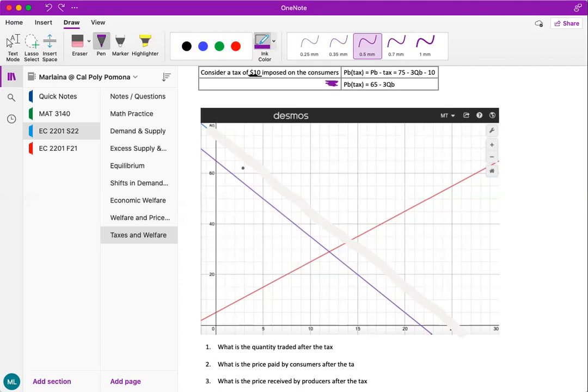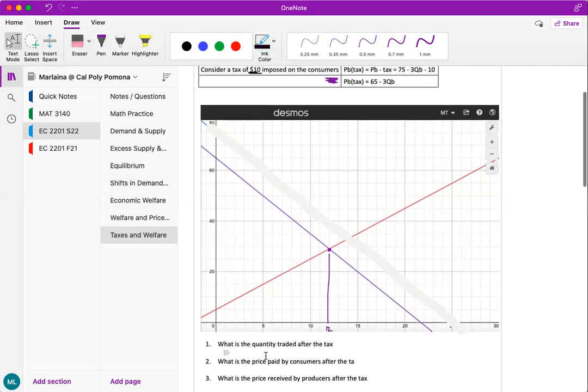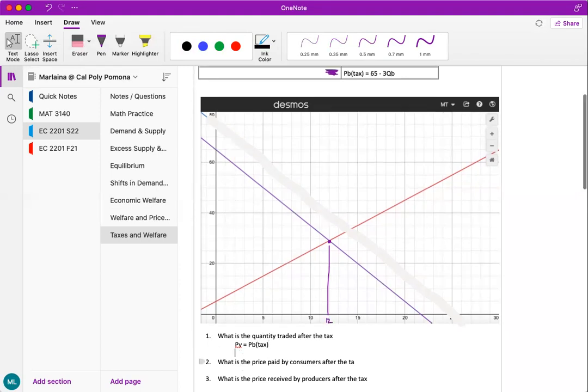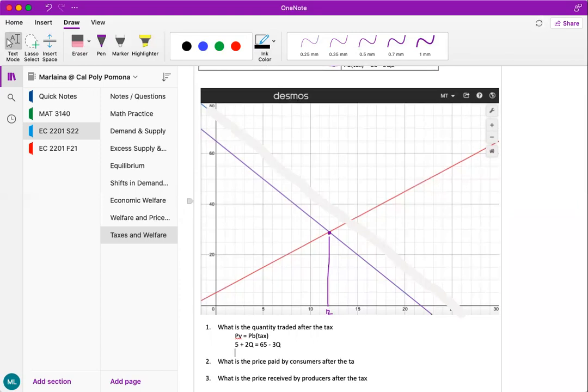So we're going to look at the shifted tax curve and the supply curve, and see where they intersect. They're going to intersect right here. On this graph, it's a nice even number. It looks like a quantity of 12. You can also find this algebraically by setting the supply curve equal to the shifted tax curve. In this case, that would be 5 plus 2Q equals 65 minus 3Q. Just for the sake of time, I'm going to skip the math, and this is indeed 12 units.